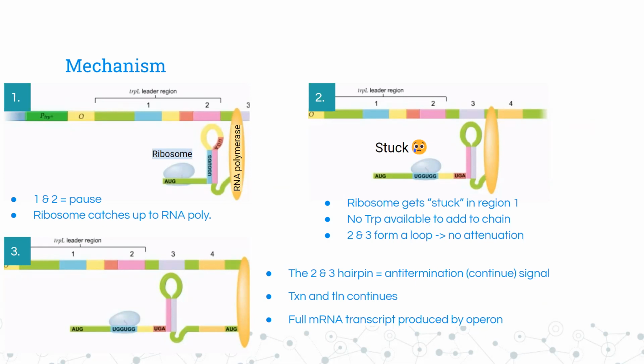What happens then is that this RNA polymerase, it doesn't care. It's just taking this DNA and making mRNA. It'll keep going. And what happens is a zipper forms. This is the 2-3 loop, which results in termination, no, no termination, sorry.